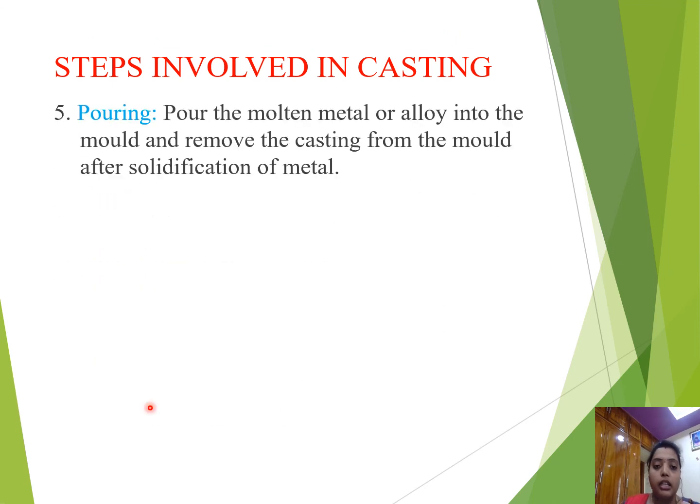After that, the molten metal undergoes the pouring method. Pouring means pouring the molten metal or alloy into the mold and removing the casting from the mold after solidification of the metal. As I already told you, the molten metal is poured into the pouring basin, and after the solidification process the whole casting can be removed. That removed part undergoes the finishing process. The finishing process involves cleaning and finishing the casting. It undergoes the cleaning method.